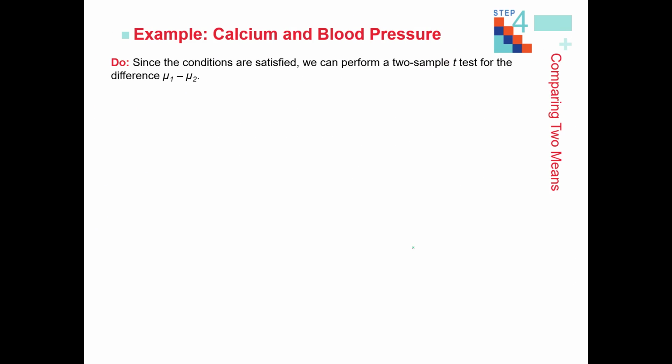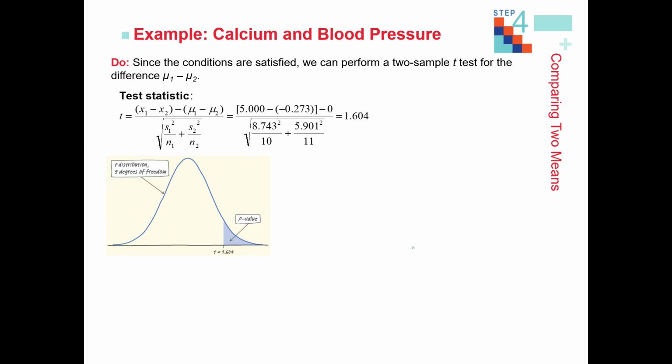Since those conditions are satisfied, we can actually perform a 2-sample t-test for the difference mu1 minus mu2. And this is what that math is going to look like. So again, we are rolling back out this t formula, okay? So we got the x bar 1 minus x bar 2 minus mu1 minus mu2. Remember that this part is going to be 0. And then on the bottom we have to plug in sample standard deviation 1, sample standard deviation 2, sample size 1, sample size 2.